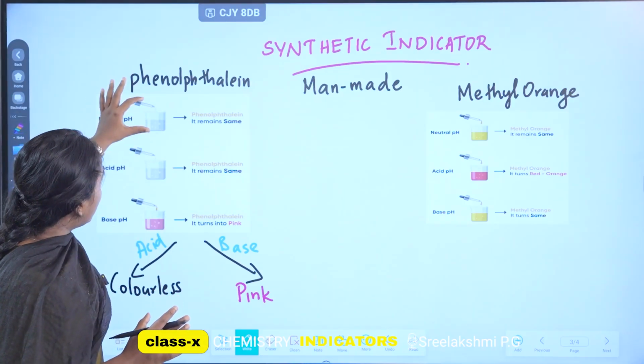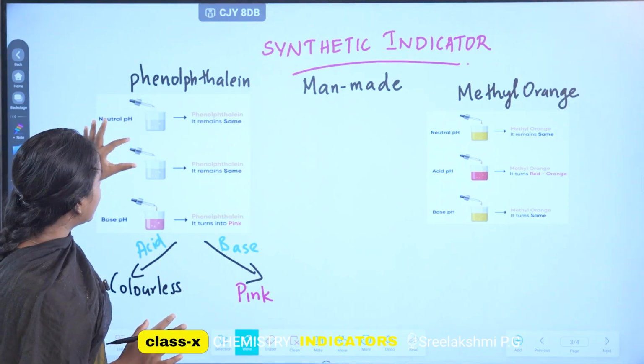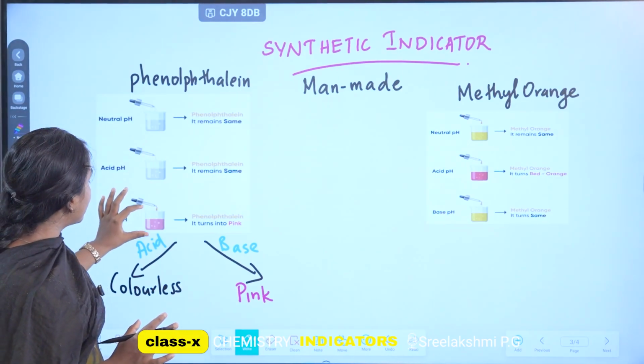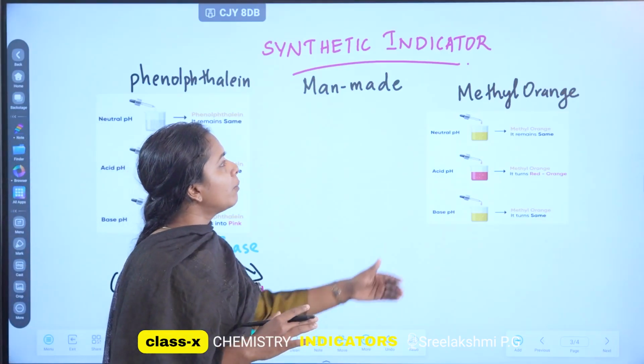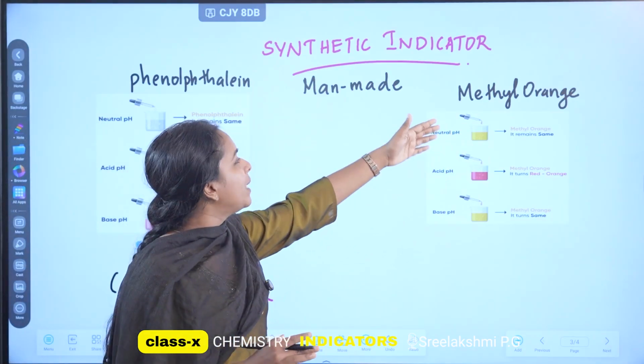Here you can see, in the neutral form, it will be colorless. In acid also, it will be colorless. But in case of base, it will be pink color. Now we will move on to the second one, that is methyl orange.